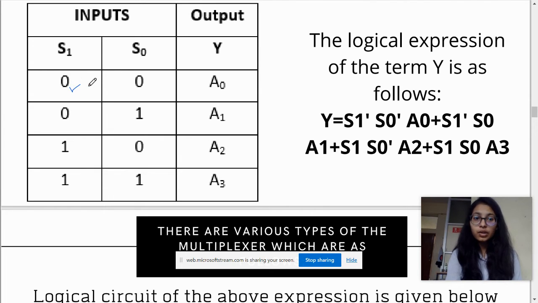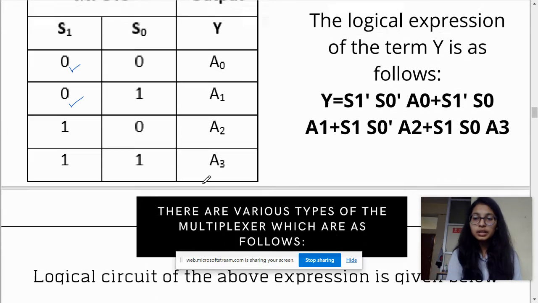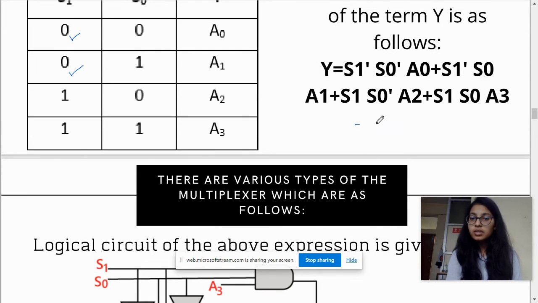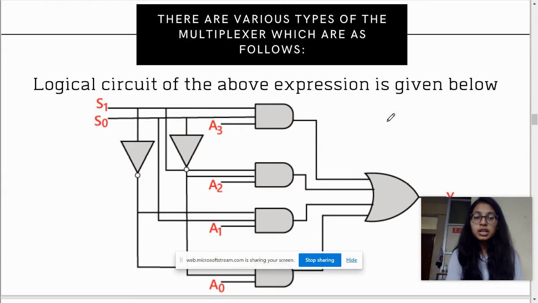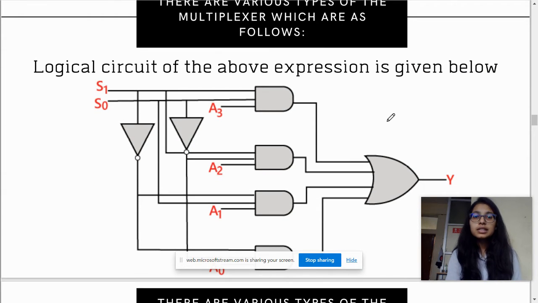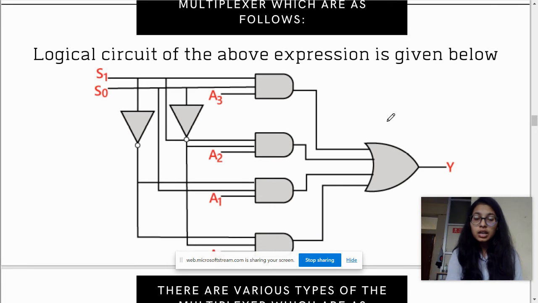Since S1 is 0 over here, we'll write S1 bar into S0 bar into A0 plus S1 bar into S0 into A1 plus S1 into S0 bar into A2 plus S1 S0 into A3. So this is very easy, I guess. We can reduce this logical expression. Now, how to draw the logical circuit of the above expression?